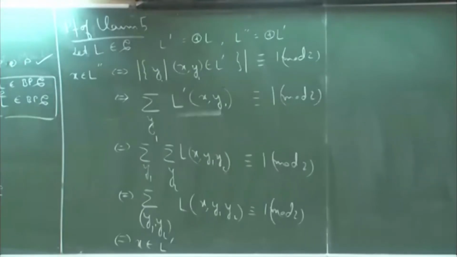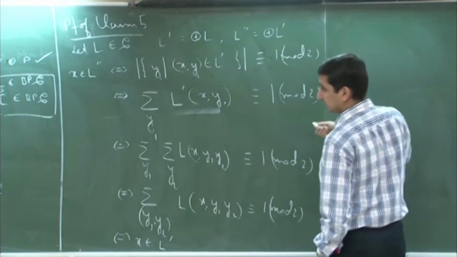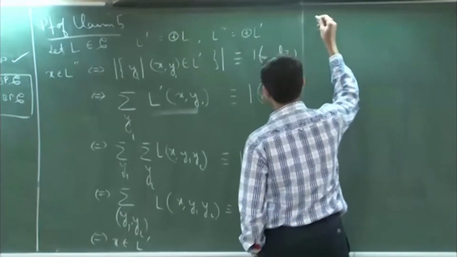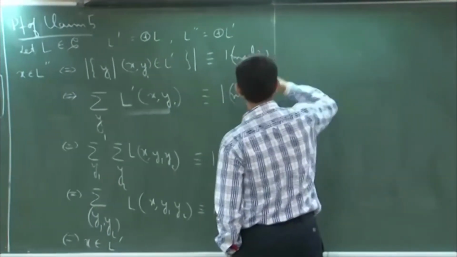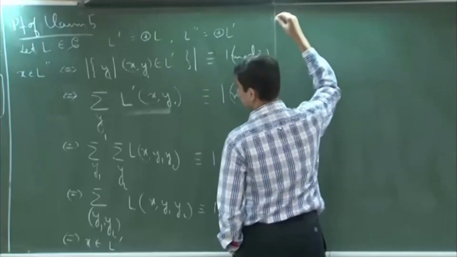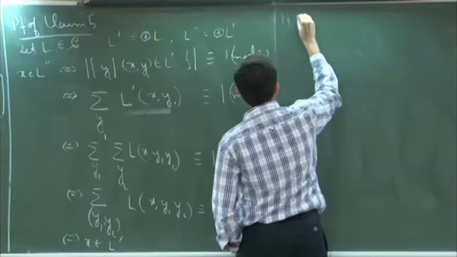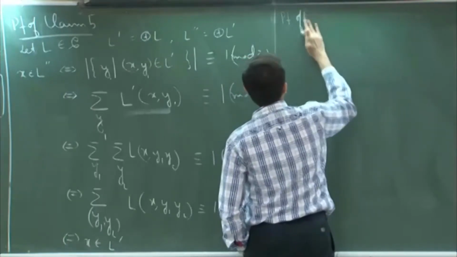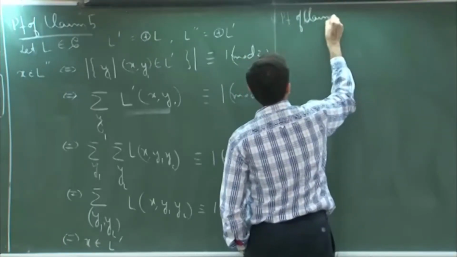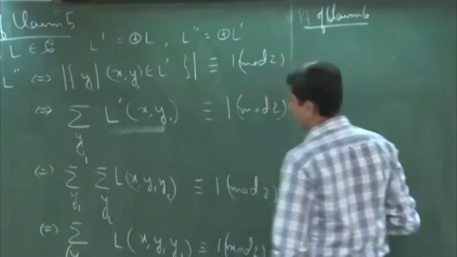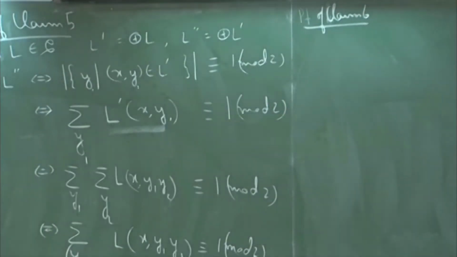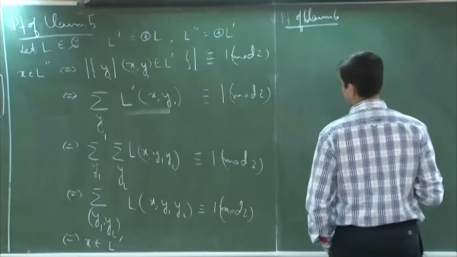Any questions? Also, the proof of claim 6 is not very different in terms of idea. There also you combine the certificates, but instead of looking at the number of certificates, you look at the probability.